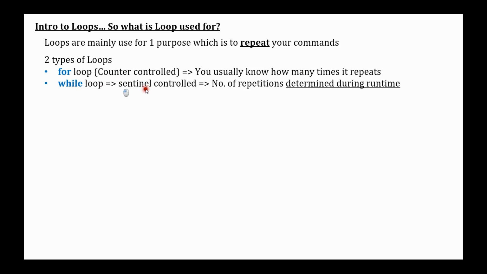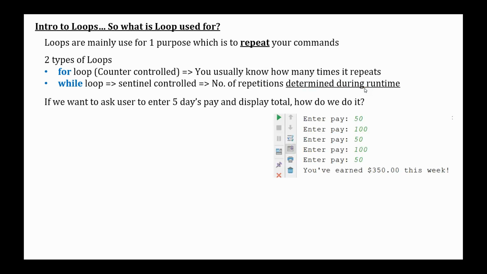While loops, we also call them sentinel controlled. That means the number of repetitions is determined during runtime. So when you're writing the code, you may not know how many times it repeats. It may depend on some user inputs. So let's talk about for loops first.